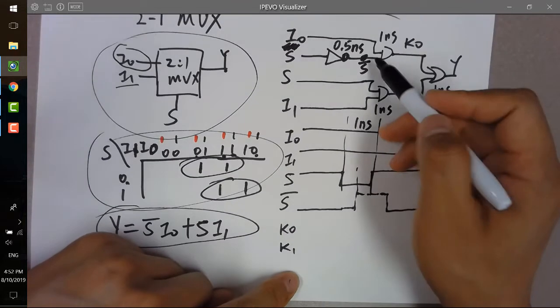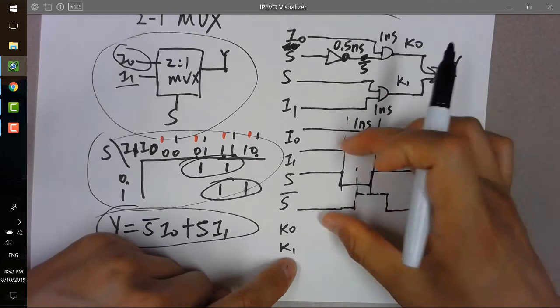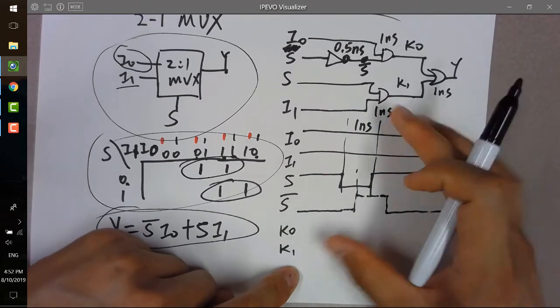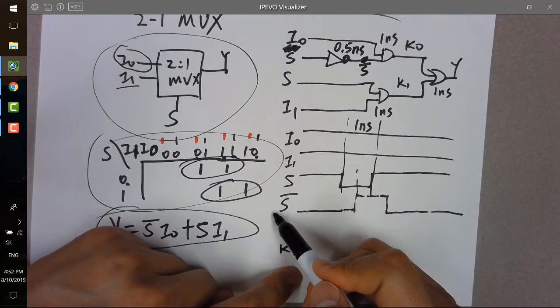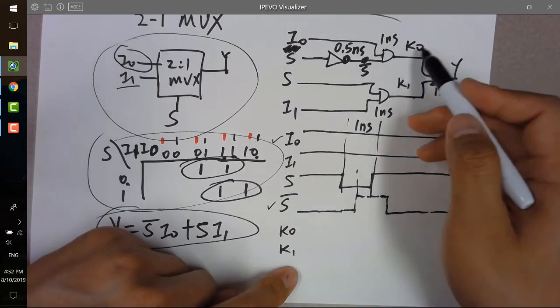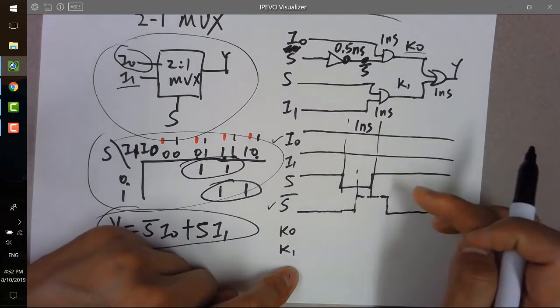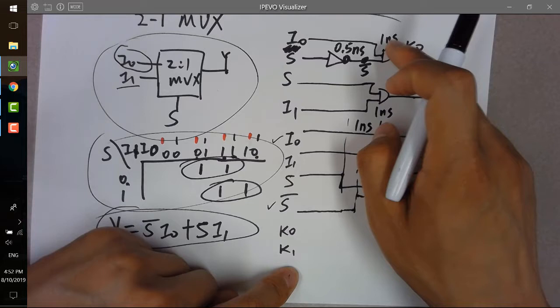Okay, so S bar and I0 together we get a K0. Now we just look at this curve format here. So you have S bar, you have I0, you just add them together. Then you can have a signal K0. However, the final result will be 1 nanosecond delayed.